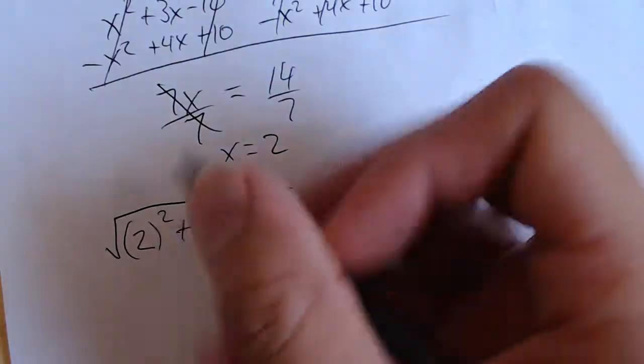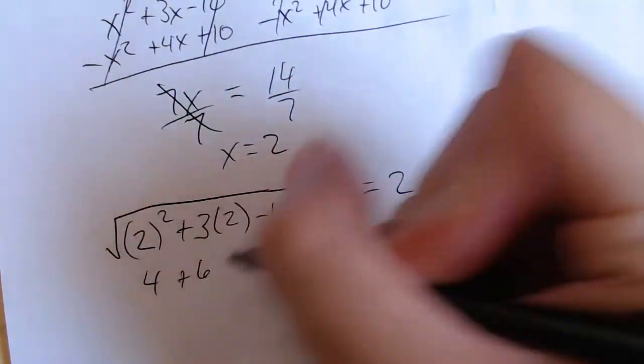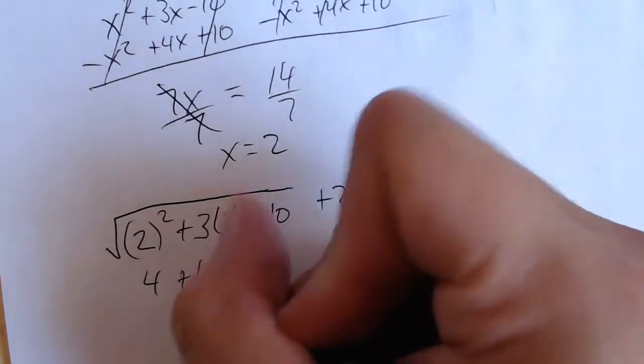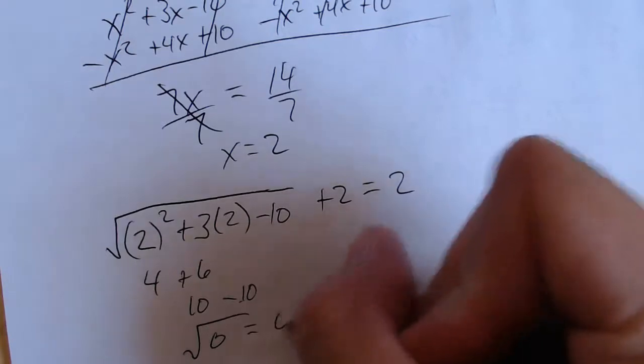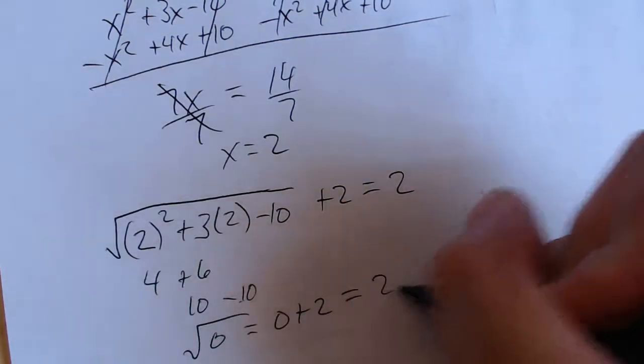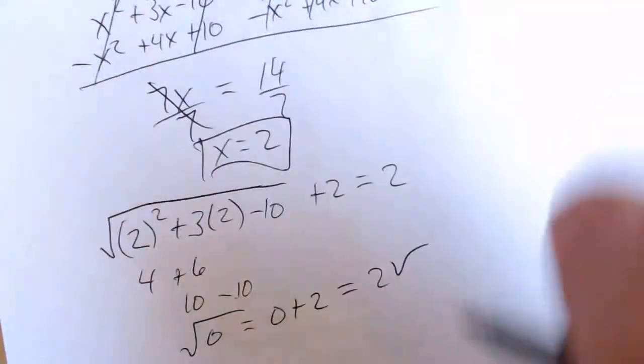Let's see here. 2 squared is going to be 4. 3 times 2 is going to be 6. So 4 plus 6 is 10. 10 minus 10 is 0. Square root of 0 equals 0. 0 plus 2 equals 2. That one is correct. So x equals 2 is a good answer.